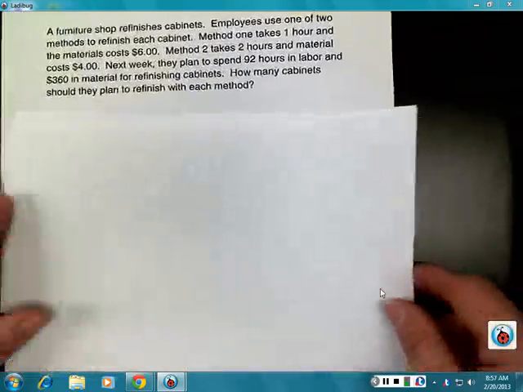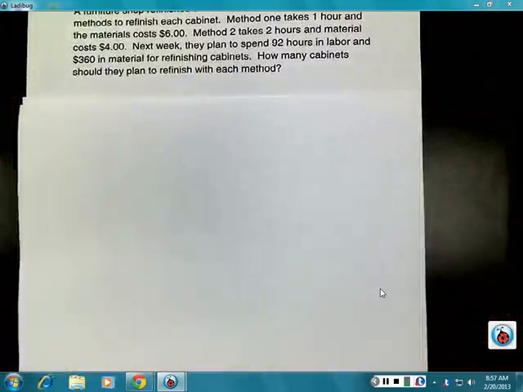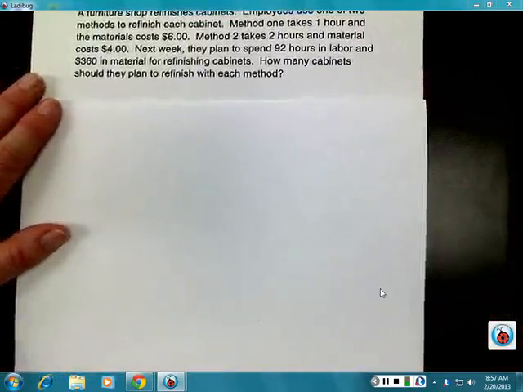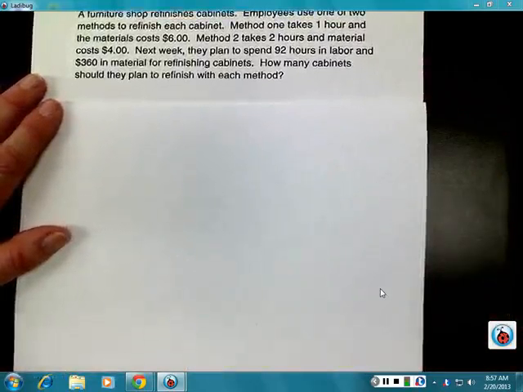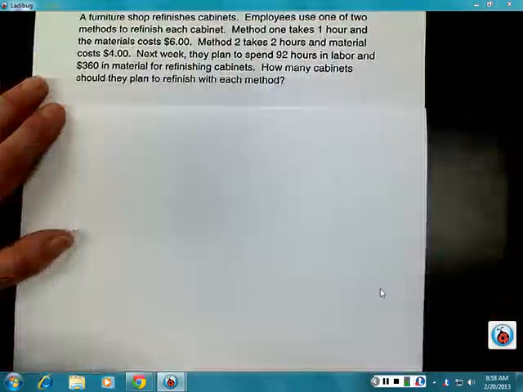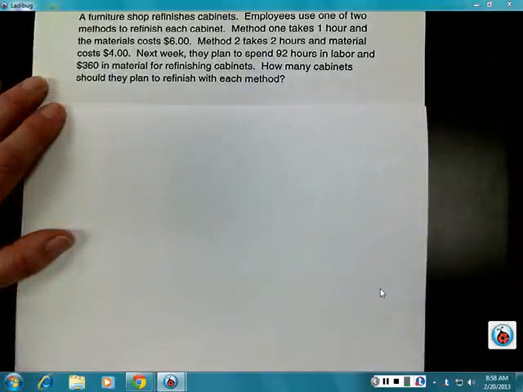But just know, somewhere in your notes, and I can't believe I chopped that one out, you've got a furniture type that pops up. It says a furniture shop refinishes cabinets. Employees use one of two methods to refinish each cabinet. Method 1 takes 1 hour and the materials cost $6. Method 2 takes 2 hours and the materials cost $4. Next week, they plan to spend 92 hours in labor and $360 in materials for refinishing the cabinets. How many cabinets should they plan to refinish with each method?